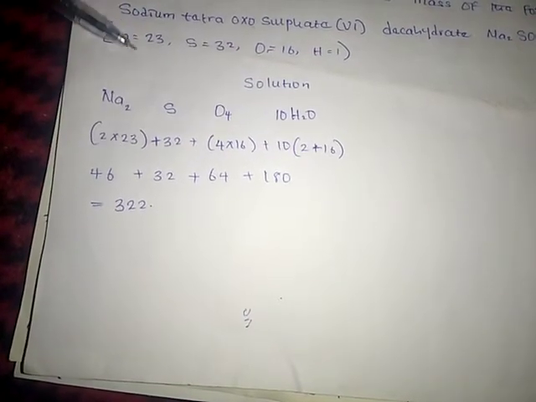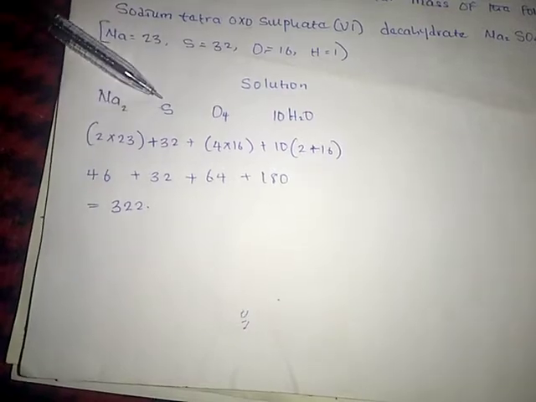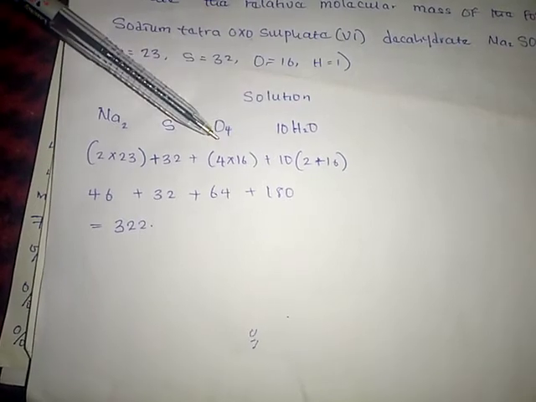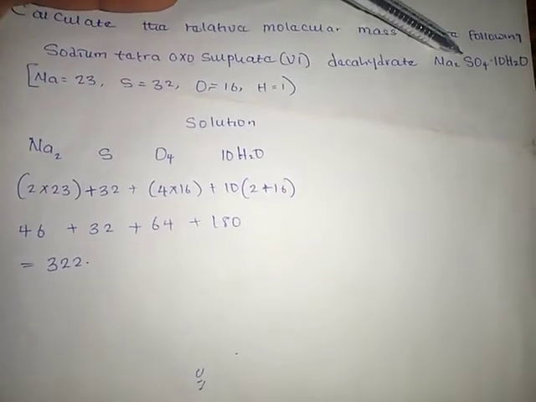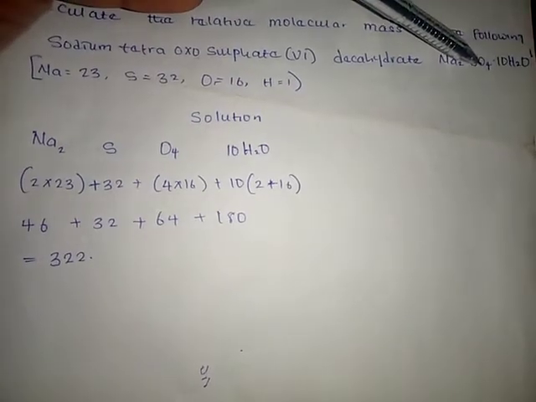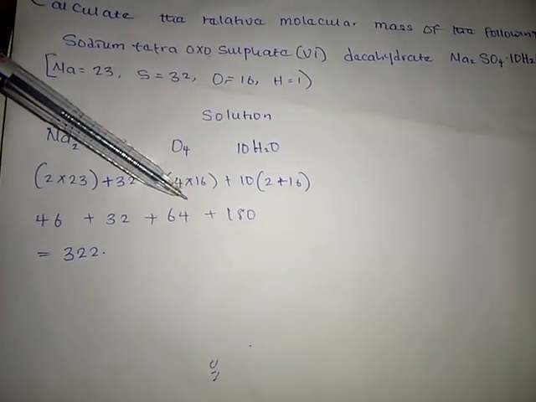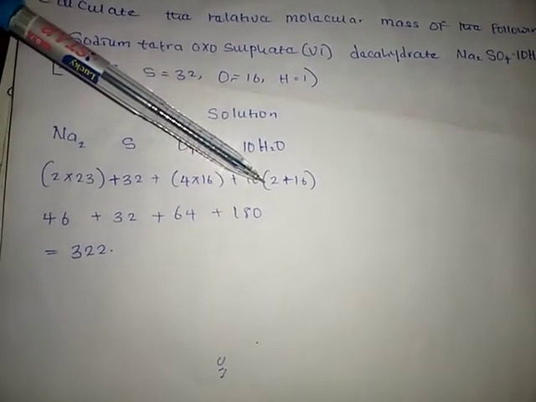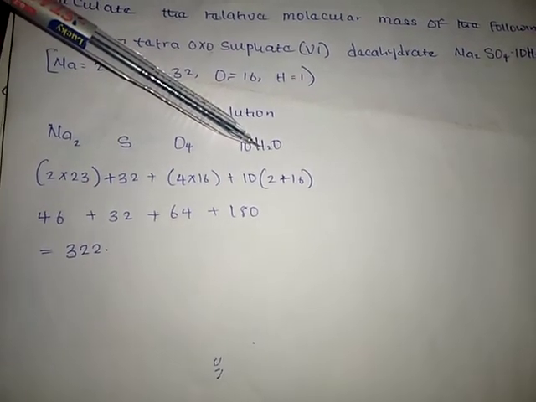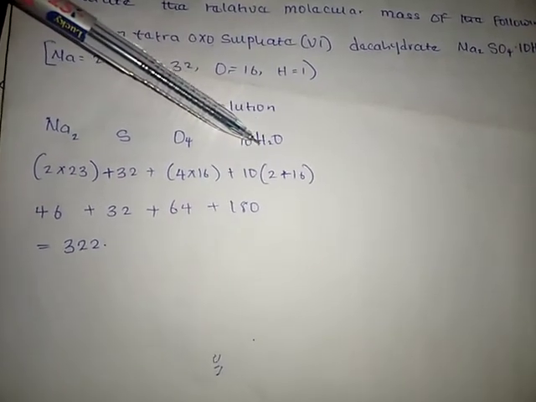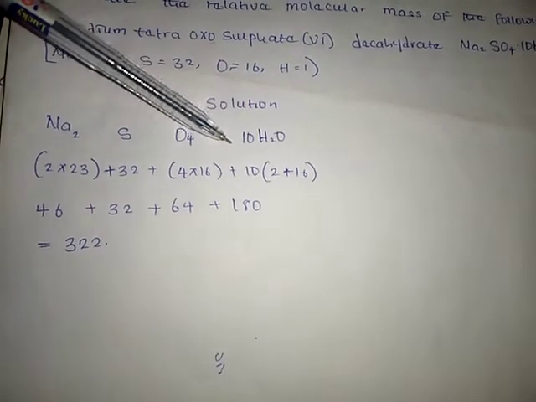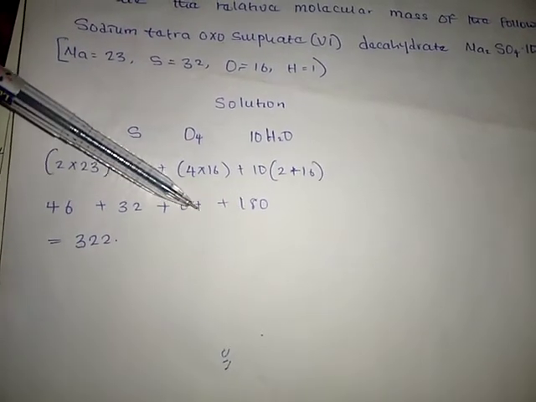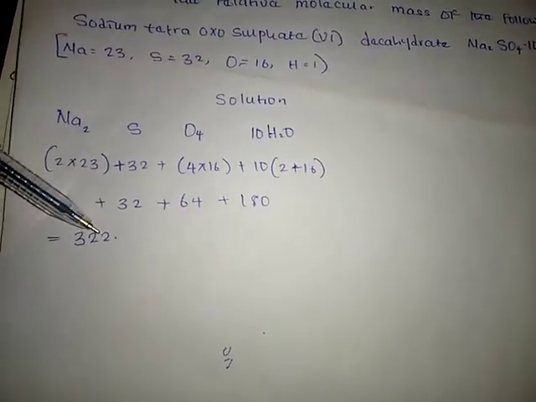2 times 23. How do we get this 23? Sulfur is 1, that's 32. 4 times 16. How did we get this 4? Because it is in our formula here. Sulfur is 1, oxygen is 4. So 4 times 16, 16 is the atomic mass of oxygen, and then 10 molecules of water. Water is equal to 2 times 1, hydrogen is 1, 2 times 1 is equal to 2, then plus 16, then you multiply it by 10. So this is 46 plus 32, plus 64, plus 180, equals 332.